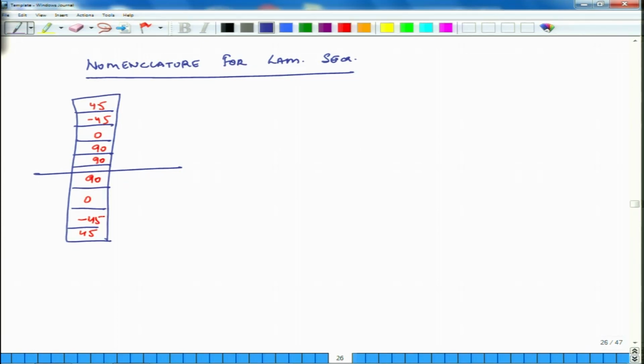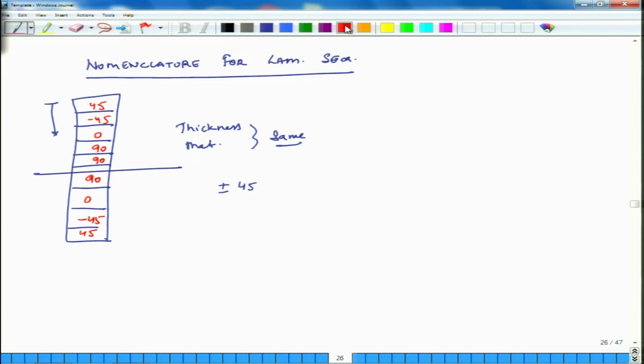So, these are the orientations, and we assume that thickness and material is the same for each layer. If that is the case, then we can designate the lamination sequence of this. So, we always start from top and we go down. So, we say 45 and then there is a minus 45 next to it. So, we say plus and minus 45.